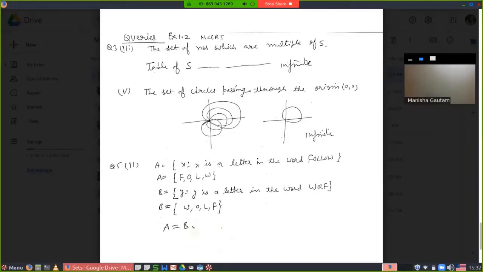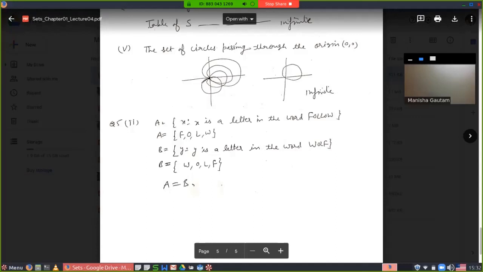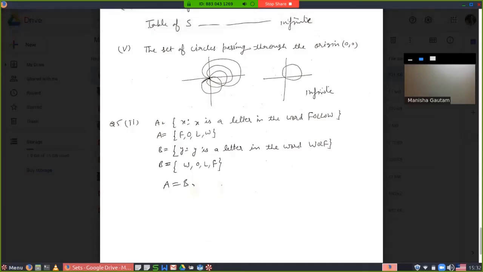Next one, fifth question, second part. A is a set of elements x where x is a letter in the word FOLLOW. When a letter repeats, you do not have to write it twice or thrice. You just have to write it once in a set. It means there are only 4 letters: F, O, L, and W. 4 letters are there in set A when you write it in roster form.